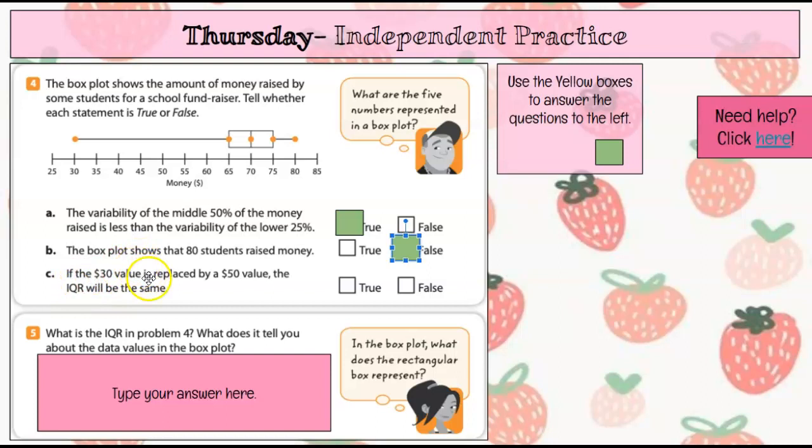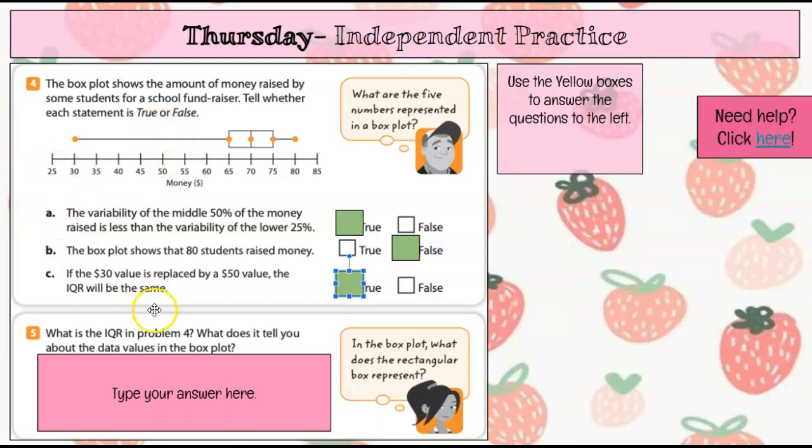In C, if the $30 value is replaced by $50, will the IQR be the same? So the IQR is this middle 50% here, right? So if this number is changed to 50 instead, it's moved over here. So if we move this to here, is it going to change the IQR? No, it's not, because it's still below that 65. So that is true.